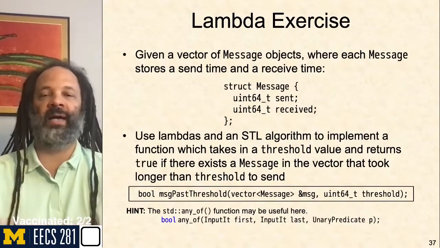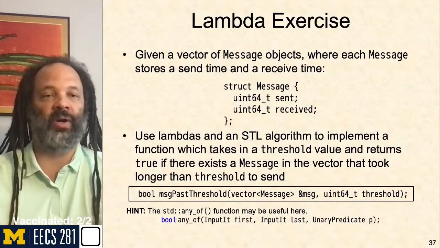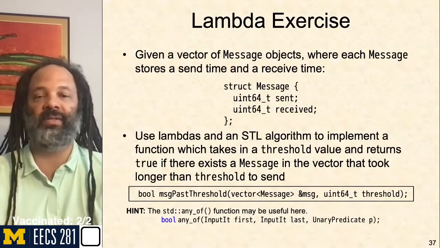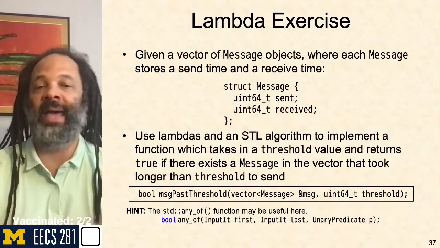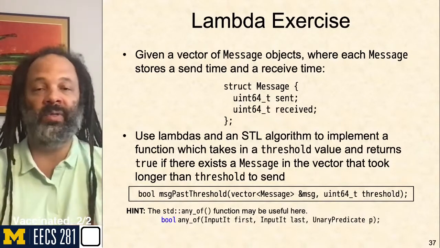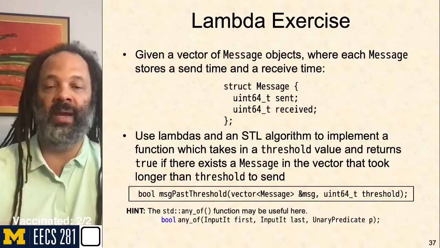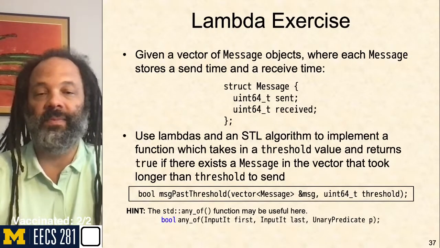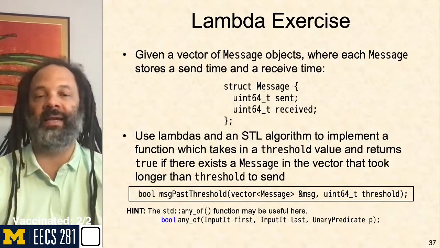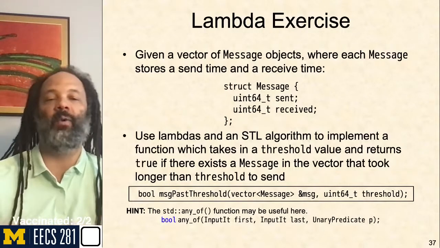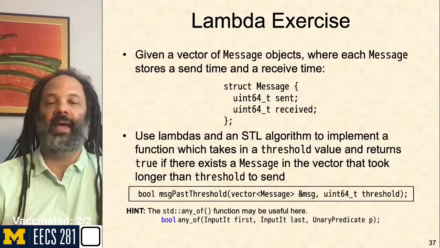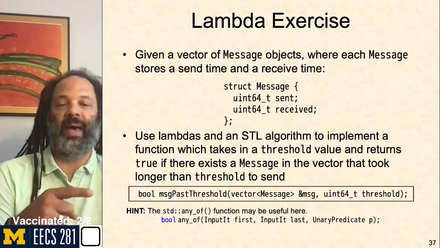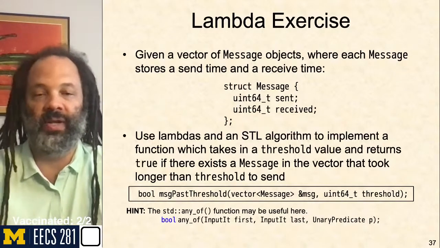This is a small lambda exercise. Well, we've got a structure of message objects. Each message stores a send time and a receive time. And what we want to do is be able to take a message and determine if any of them take too long. So if the sent time is too far away from the received time. And that's this message_pass_threshold function that's going on there.